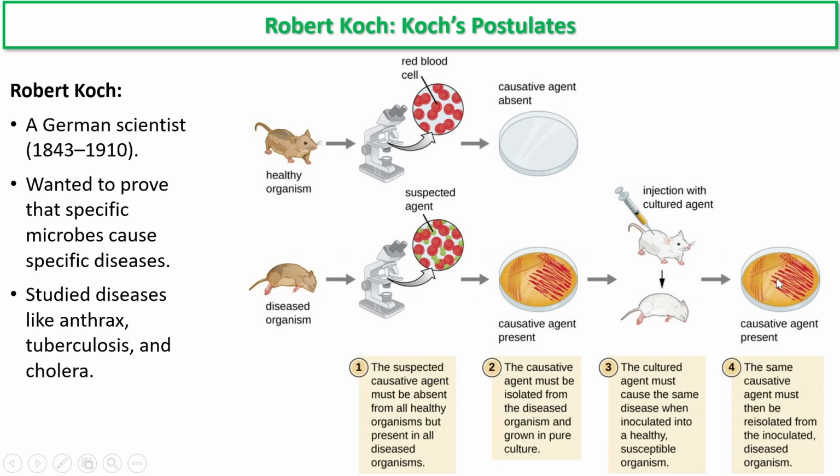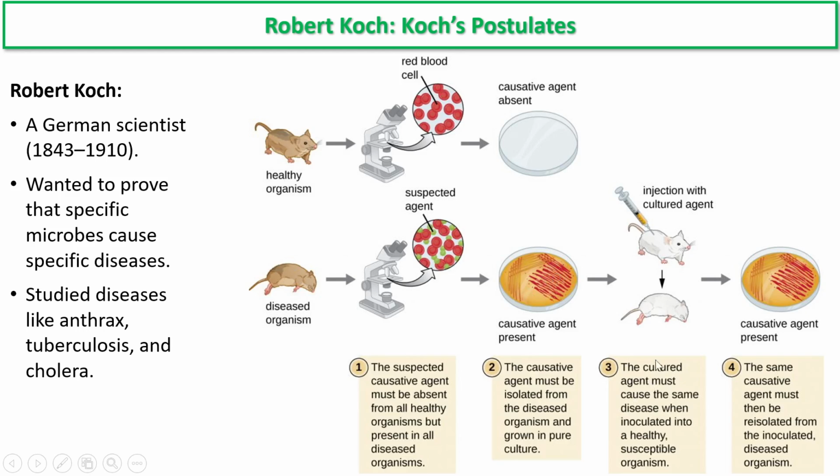So something was there. At that time, he didn't know whether these were pathogen microbes or what. He found it as a suspected agent. So he wanted to prove that specific microbes cause specific disease. From this theory, he gave the four postulates. First, the suspected causative agent is absent from the healthy and is present in the diseased organism. Second, the causative agent is isolated from the diseased organism and grown in pure culture.